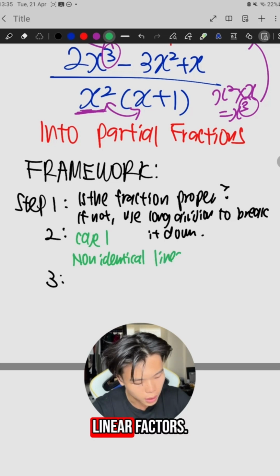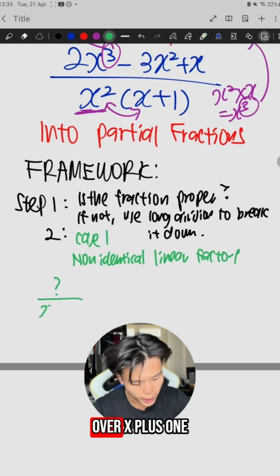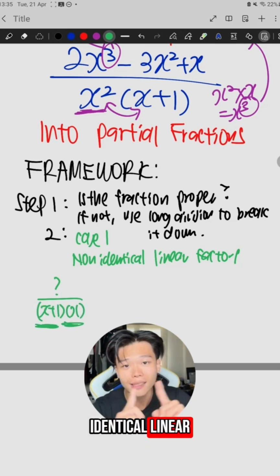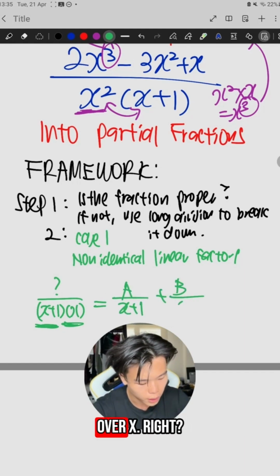non-identical linear factors. What I mean by this is, let's say I have something over x plus 1 times x. You realize that these 2 are non-identical linear factors, and therefore this will give me A over x plus 1 plus B over x.